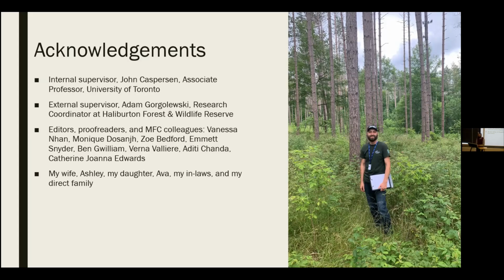I'd also like to thank Adam Gorgolewski at Haliburton Forest, not only for providing me with the data, but for taking the time to help me understand the best ways in which to analyze and interpret the data. I'd also like to give a shout out to any Haliburton Forest staff that helped collect this data.